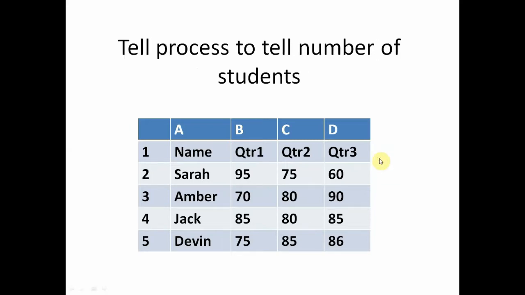Tell the process to tell the number of students. To do that, you would pick a column that has numbers in it. For instance, quarter 1 has numbers in it, so I'd use the count function, equal count B2 colon B5, and that would add up all the locations that have numbers so that it would give you a number 4 when you did that.